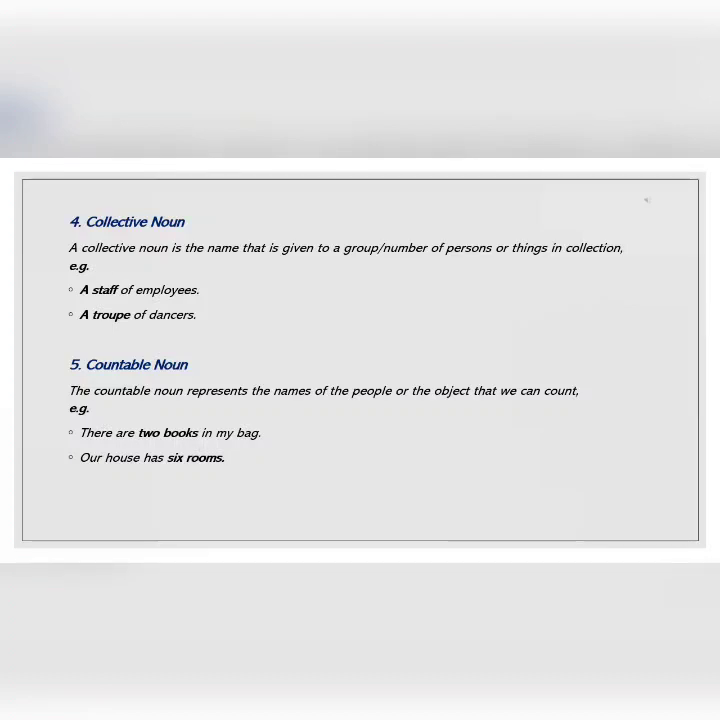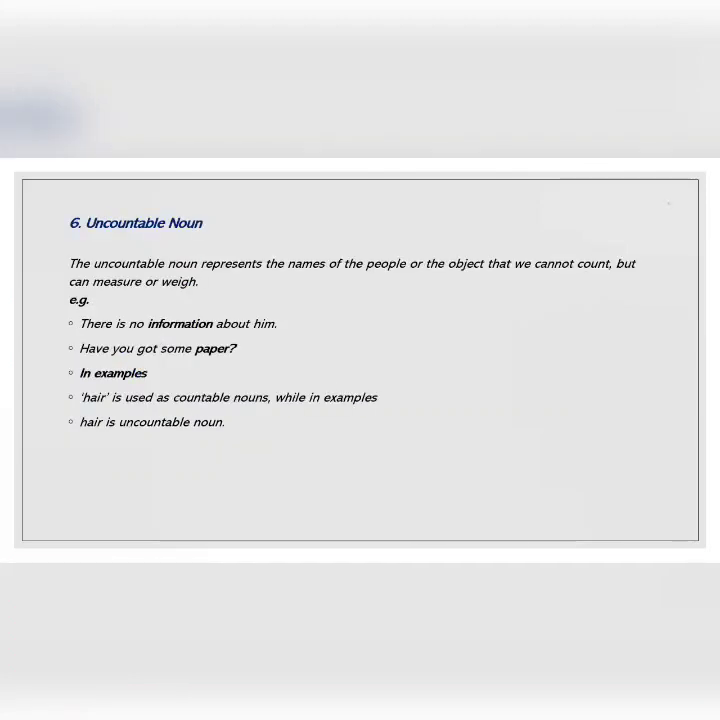Next, we will be talking about countable noun. The countable noun represents the names of the people or the object that we can count. It is very simple. Anything that we can count comes under the countable noun. It can be there are 2 books in my bag, or it can be our house has 6 rooms. Anything that you can count does come under the countable noun.